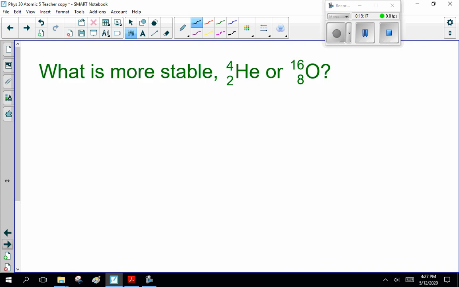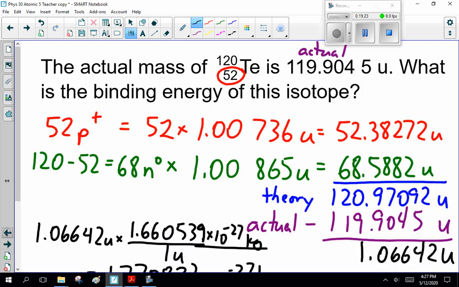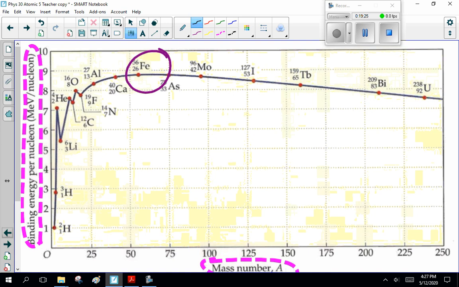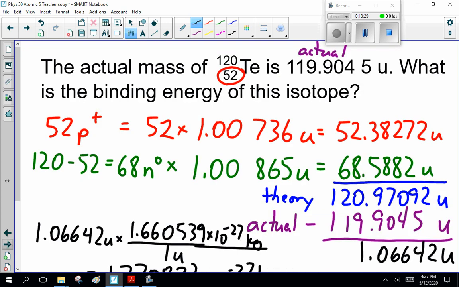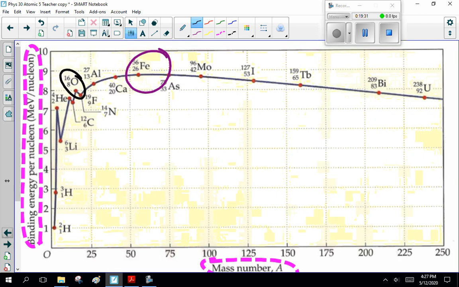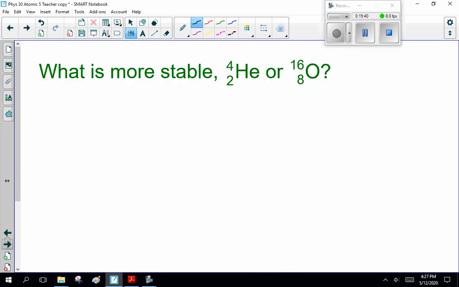So, typical question for you guys, what's more stable, 4-2 helium or 16-8 oxygen? Well, that's easy. Go back to the chart here. And there's oxygen, 16-8 oxygen, and 4-2 helium. So oxygen is more stable. Prove it. Yes. That would be 1 point out of a 3 point question.